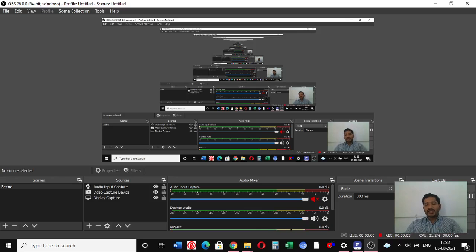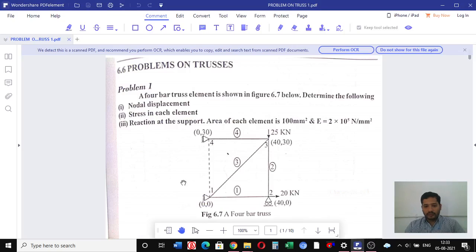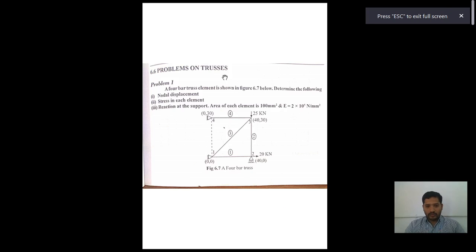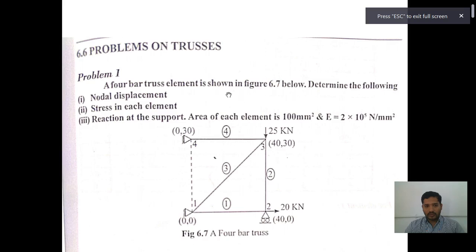So today in this session we are going to learn the first problem on trusses. A 4-bar truss element is shown in the figure, in which we need to determine the following conditions. First of all, we need to find out the nodal displacement.